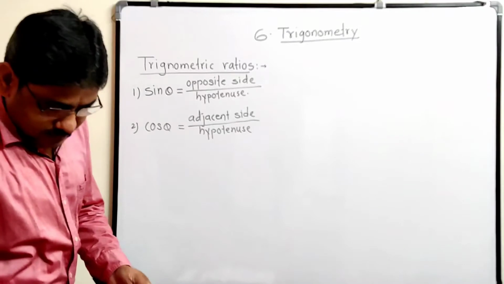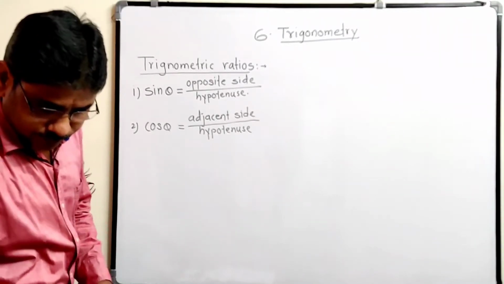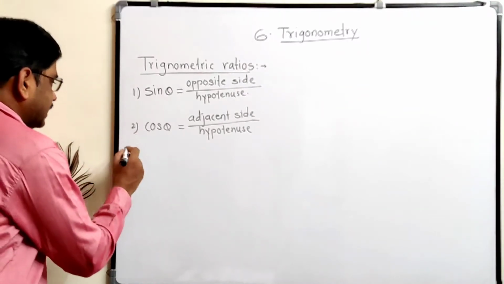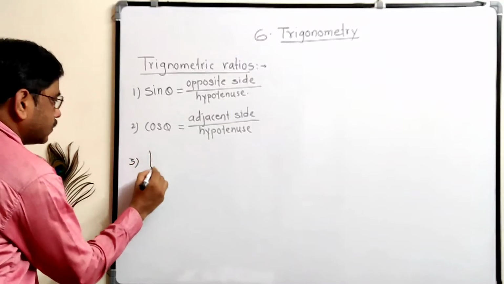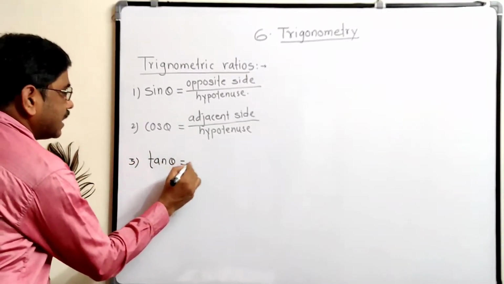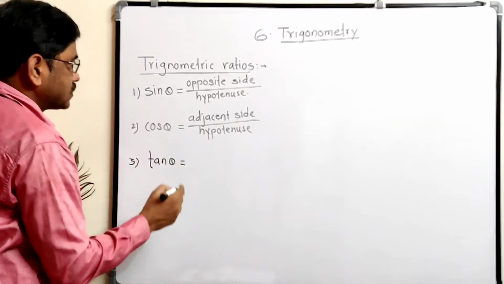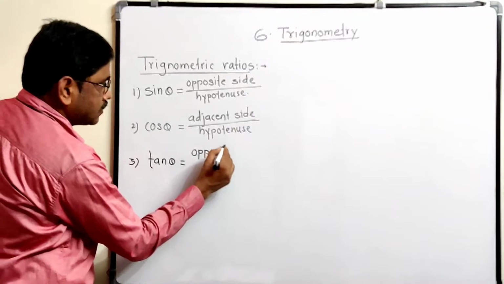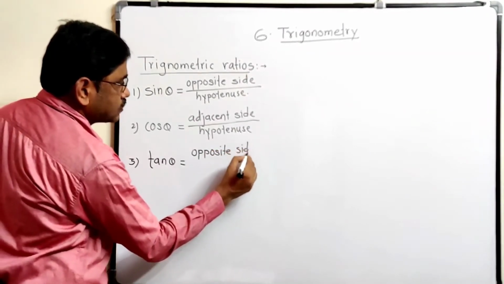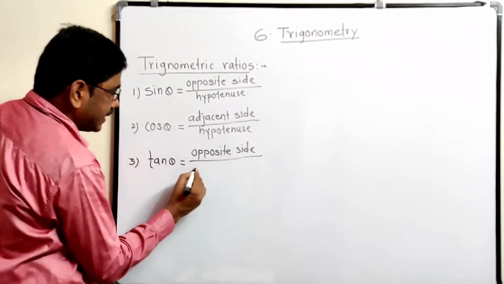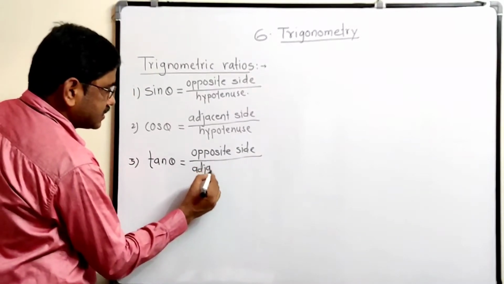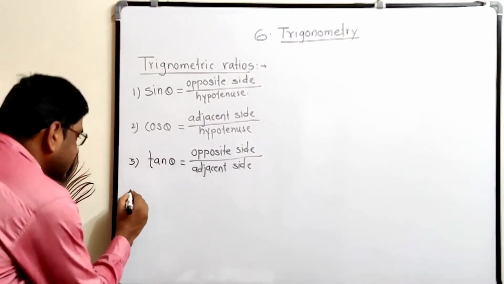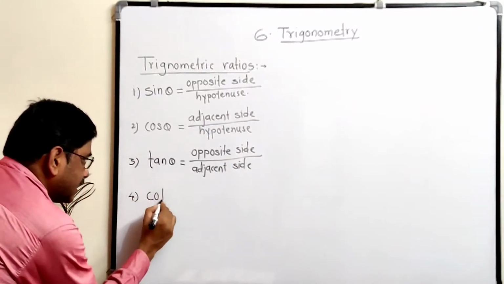Now this third one is tan theta. This tan theta is the ratio of these two: sin theta by cos theta, which is opposite side divided by adjacent side. So these are the basic ratios. We must remember these ratios. Opposite by adjacent. Then the fourth ratio is the cot theta.